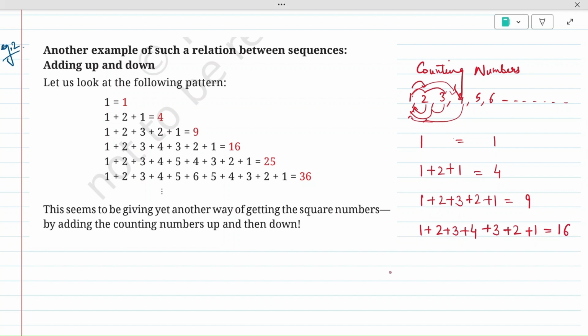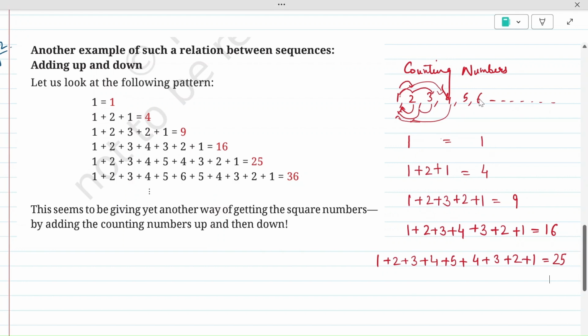Okay. Similarly, we can do the next one. 1 plus 2 plus 3 plus 4 plus 5 and then from 5 we will go down, 5 plus 4 plus 3 plus 2 plus 1. So if we add these numbers, we will get 25. And this will go on. As we keep on adding more up and down, we will get the higher numbers.